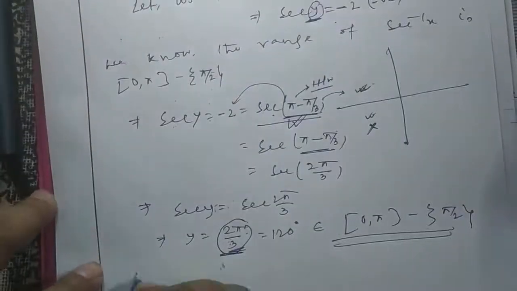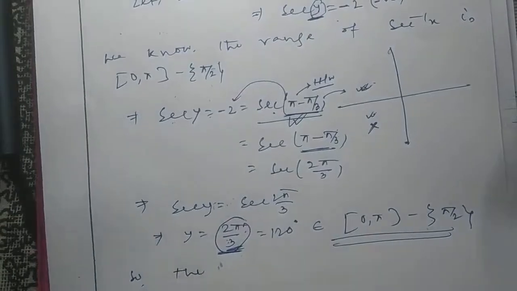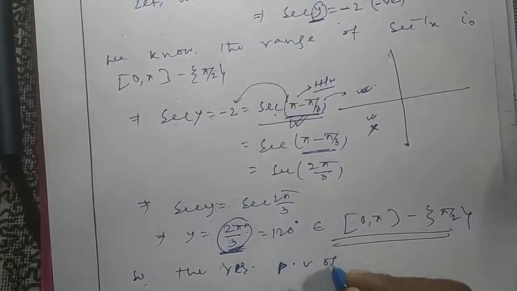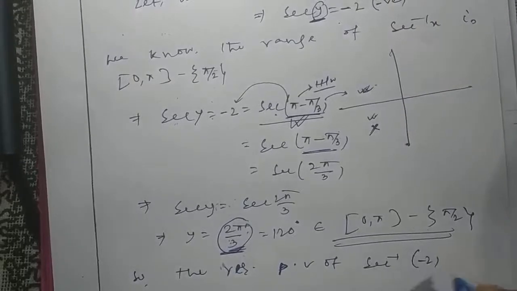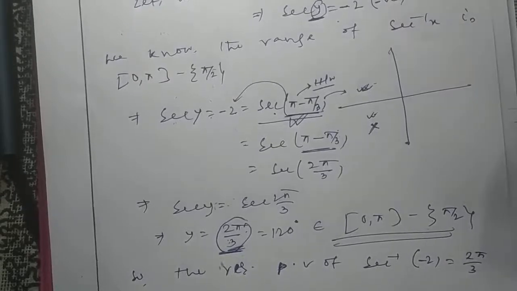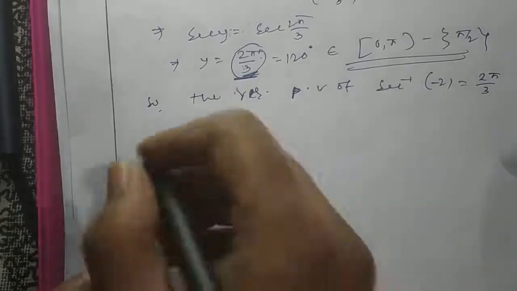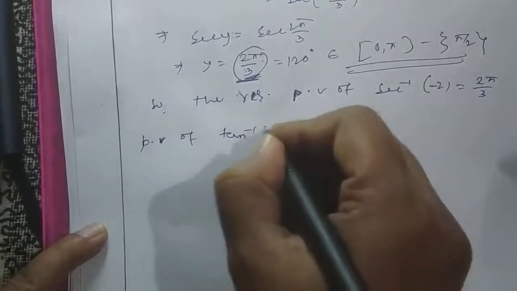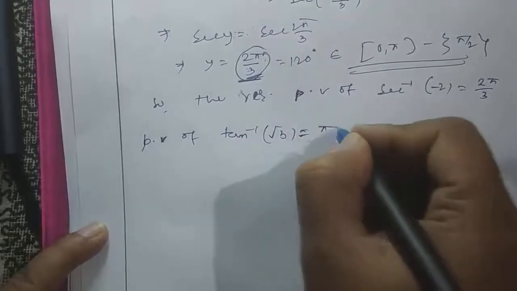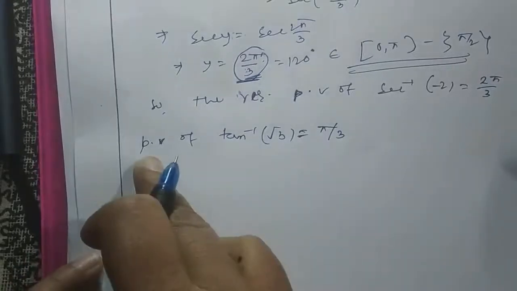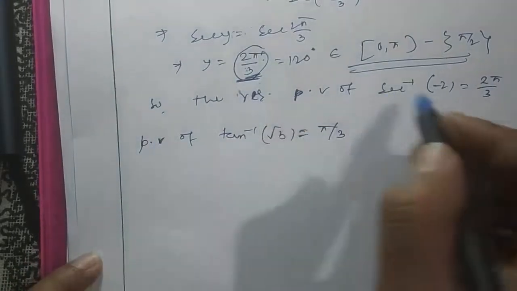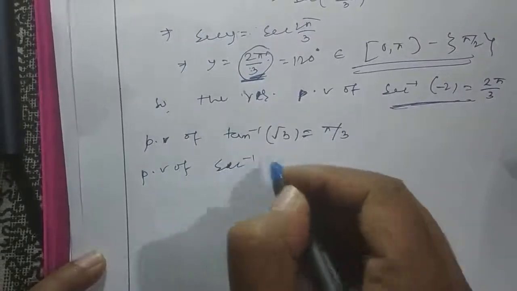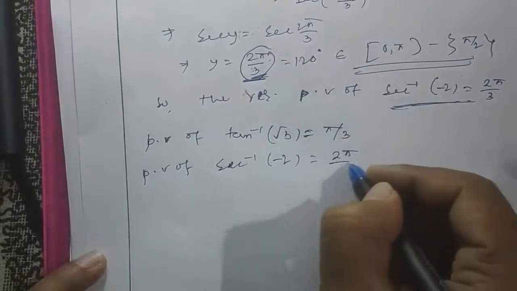So you can say the required PV of sec inverse minus 2 is 2 pi by 3. Correct? Understood or not? Already in the previous step, we have found the PV of tan inverse root 3, that was pi by 3. Now we are getting the PV of sec inverse minus 2, that is 2 pi by 3.